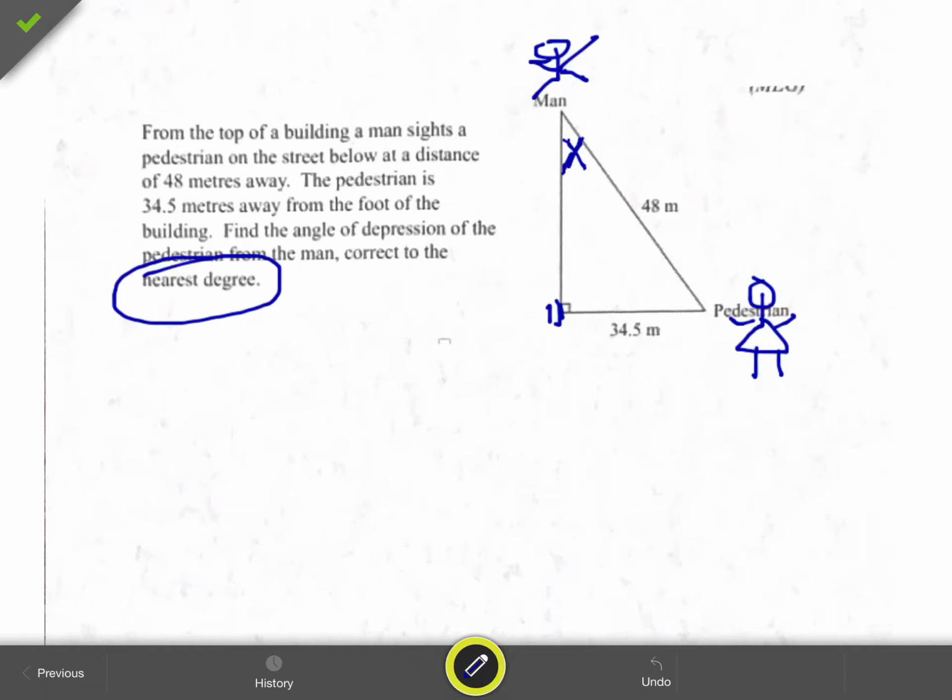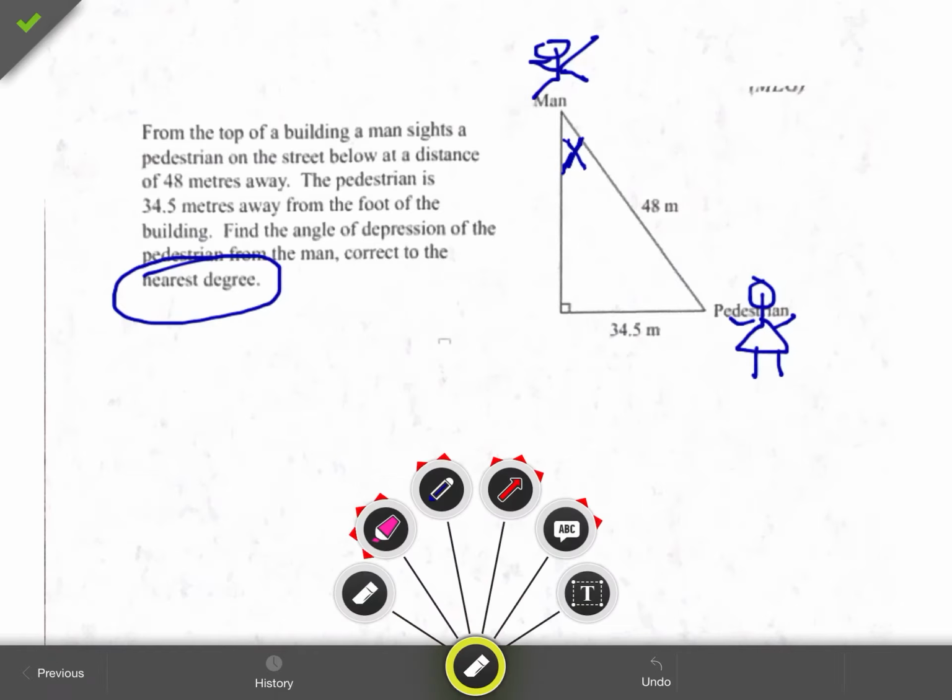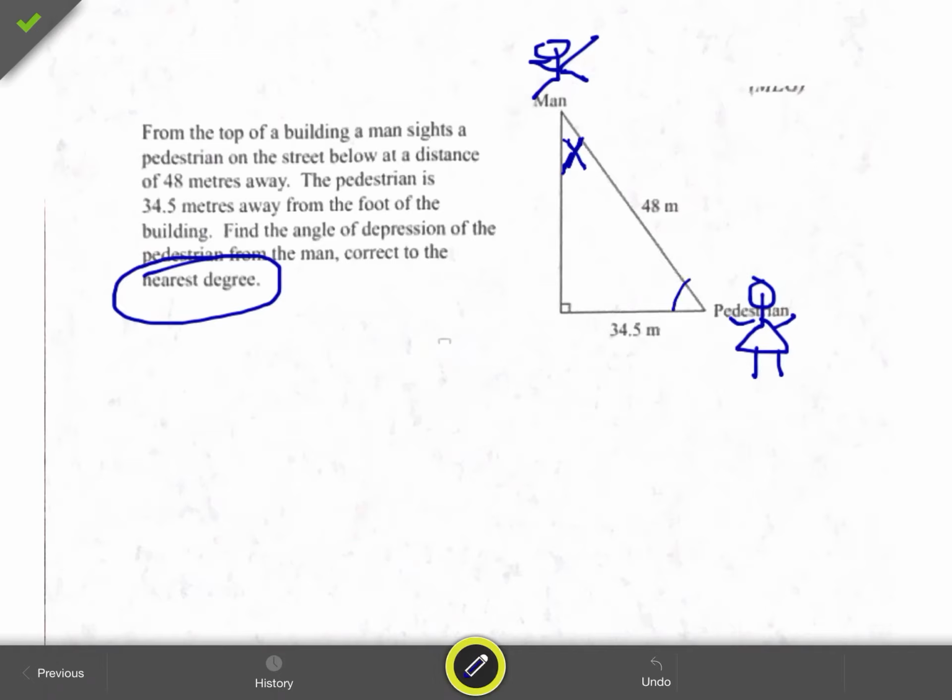If they said angle of elevation, it would be the other angle down by my pedestrian. Angle of depression would be up here. Angle of elevation would be down here on this part by the pedestrian. Again, they try to trick you with the way they word it. It's a right triangle. You're looking for an angle in a right triangle. That's trig. Mark your angle, label your sides, set up your equation, go to Desmos.